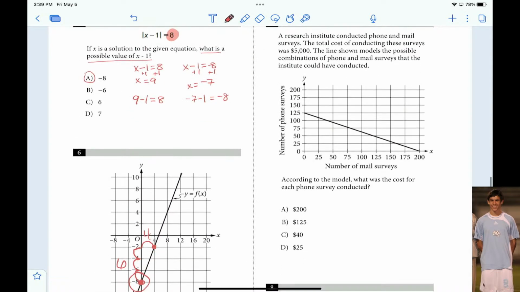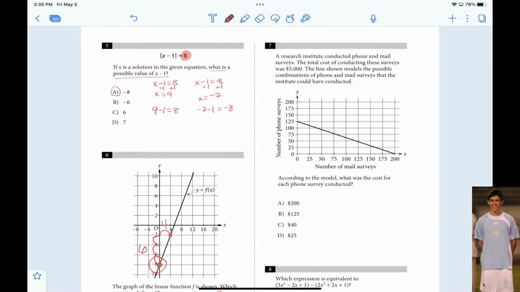All right. So number 7. It's another one that I would notice that just is a line. And the problem tells us that a research institute conducted phone and mail surveys. The total cost of conducting these surveys was $5,000. The line shown models the possible combinations of phone and mail surveys that the institute could have conducted. Okay, so no matter what, it's $5,000 based off of however many mail surveys they did and phone surveys they did. But then the question down here wants to know, according to the model, what was the cost for each phone survey conducted?